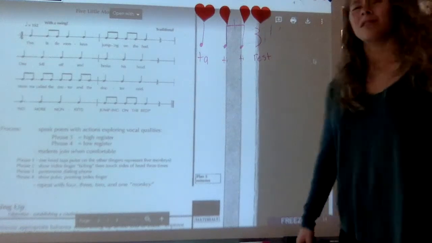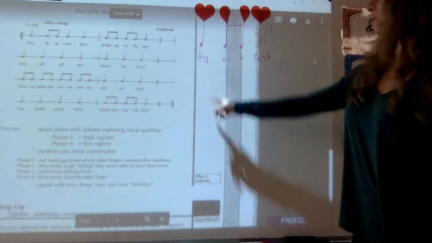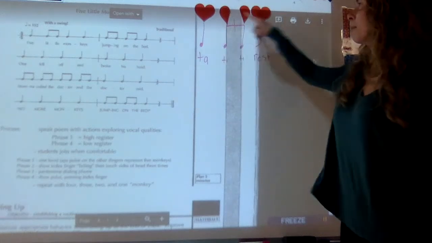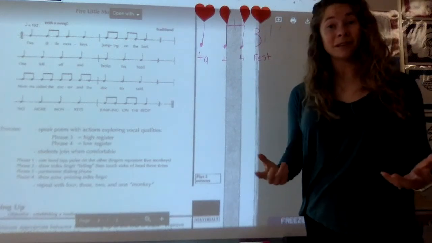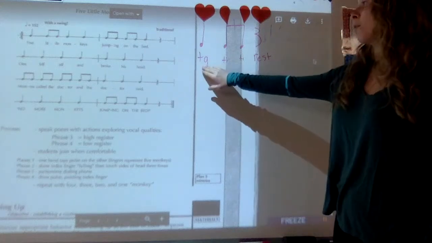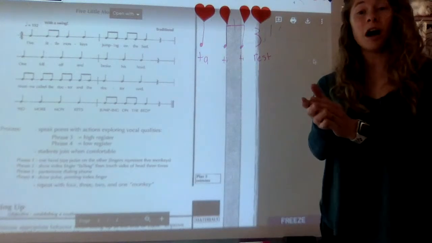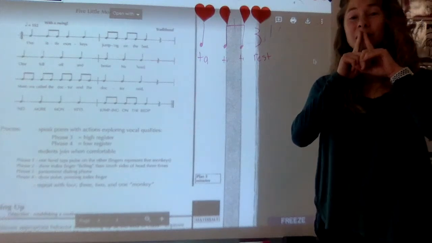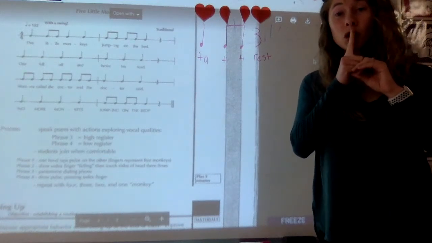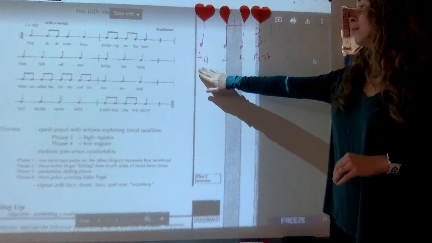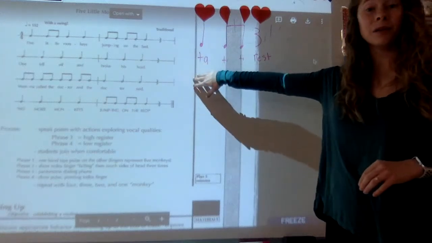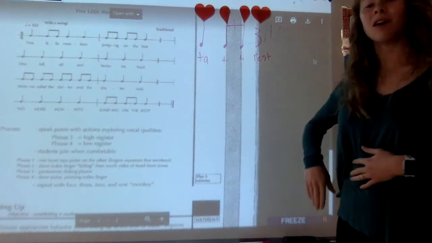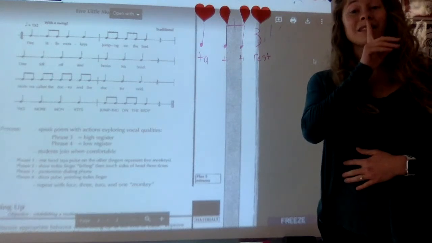So you might think, well, what's the difference between a ta and a rest? They both equal one heartbeat. The difference is that with a ta, you actually make a sound, ta. With a rest, it's a silent beat. So a ta is a beat that has sound. A rest is a heartbeat that is silent.